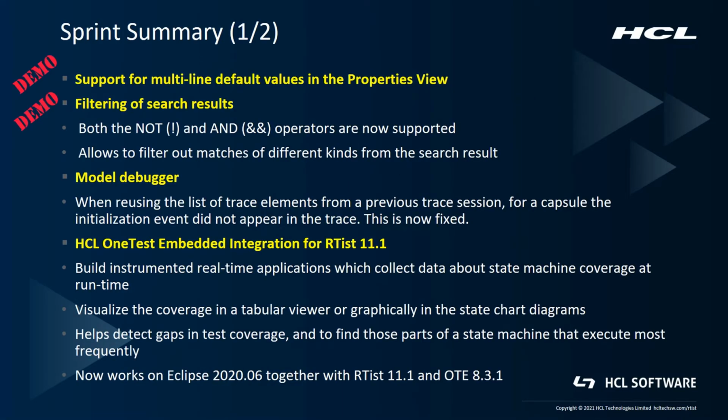So we have improved the properties view so that now you can, for an attribute, define a default value that spans across multiple lines and work with that in the properties view in a better way. We also have improved the filtering of search results. Previously, we only supported the not operator for filtering away items, and now we also support the and operator. And these operators can also be combined.